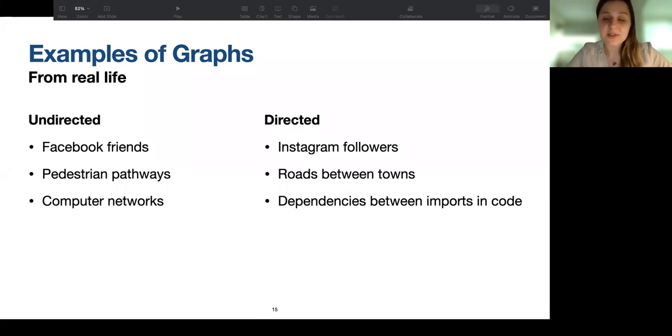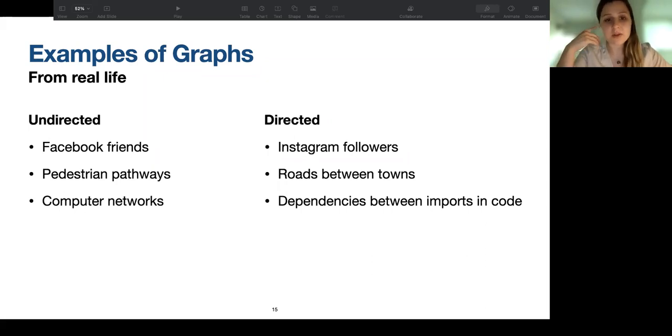For the directed graphs, you can think of the graph of your Instagram followers. You can follow someone on Instagram, but they might not follow you back. So the link only goes one way, unlike the Facebook friends graph.